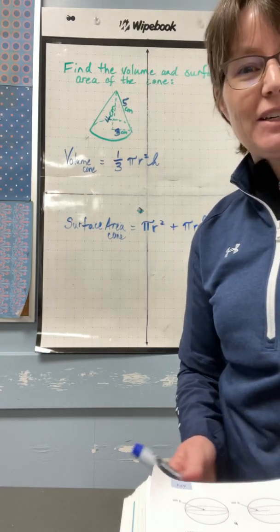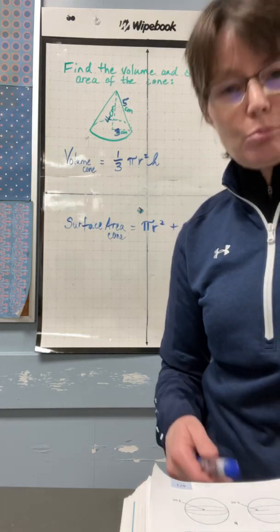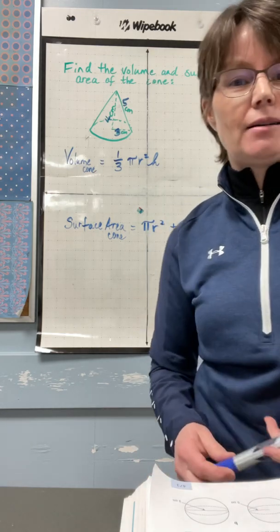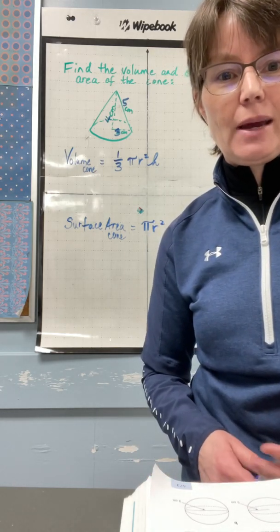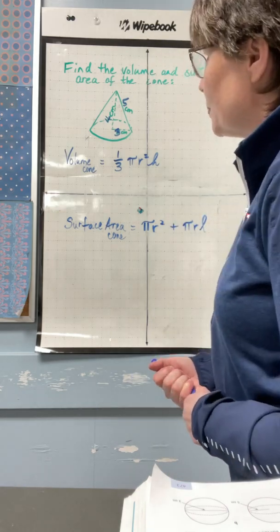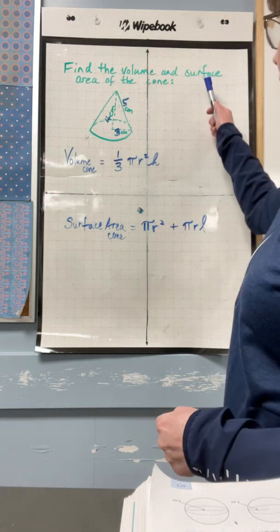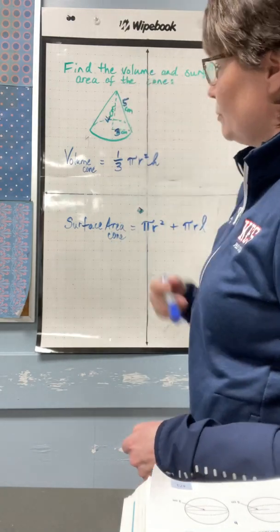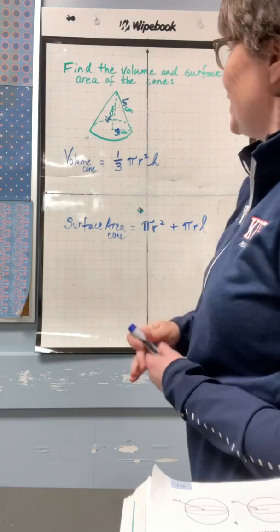Hello everybody, we're looking at cones and pyramids and spheres, and we're talking about volume and surface area. All right, so the example is find the volume and surface area of this cone. We can see it's a cone by my little crude drawing here.